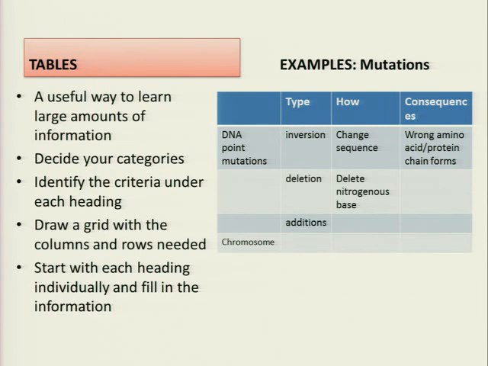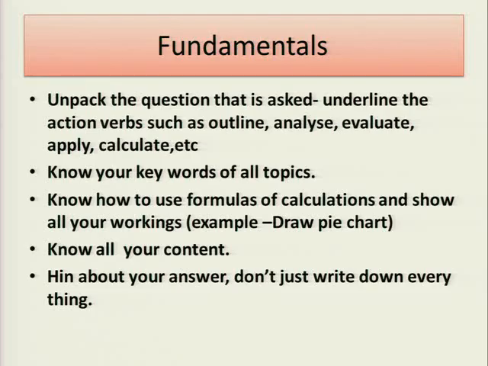Under mutations, we have DNA point mutation. The type is inversion, and how it changed the sequence. And what are the consequences? Wrong amino acids and protein chain forms. In other words, you look at the table and ask yourself questions in order to answer them. This is a useful way to learn a large amount of information that will make it easy for you to grasp it very fast.